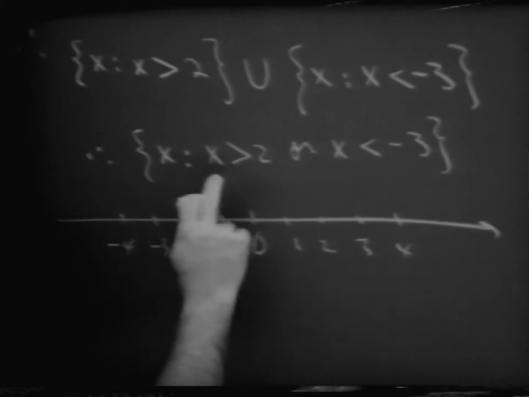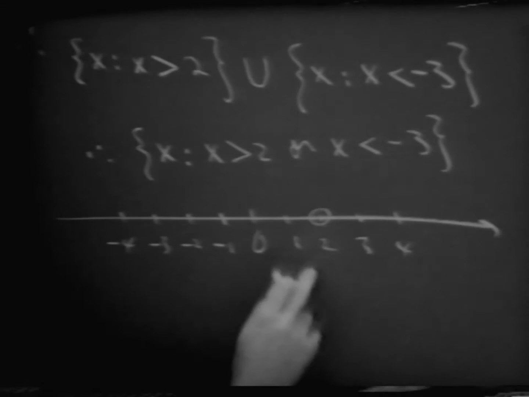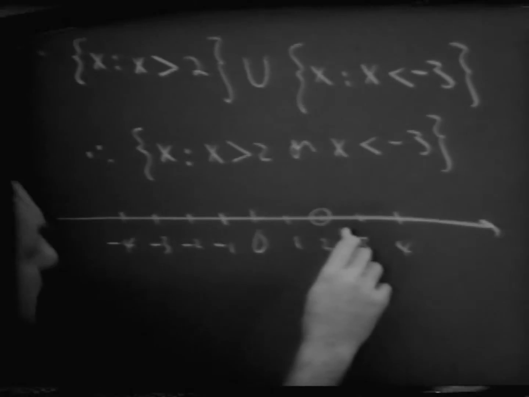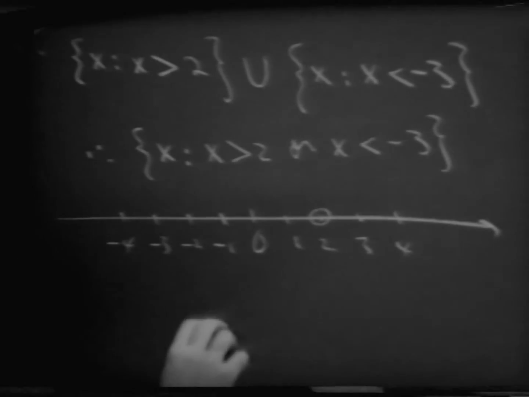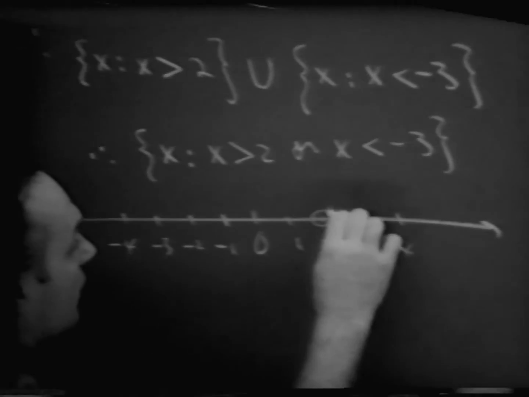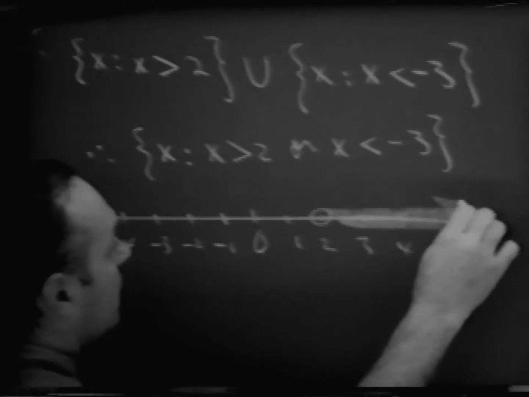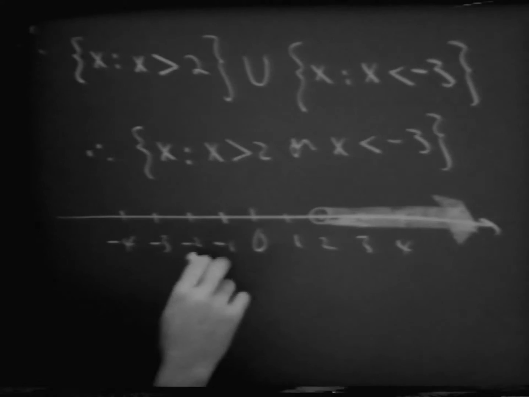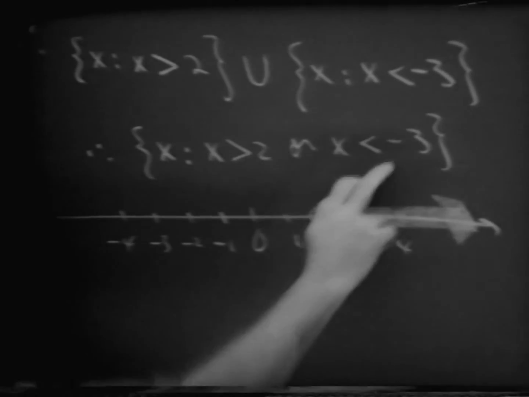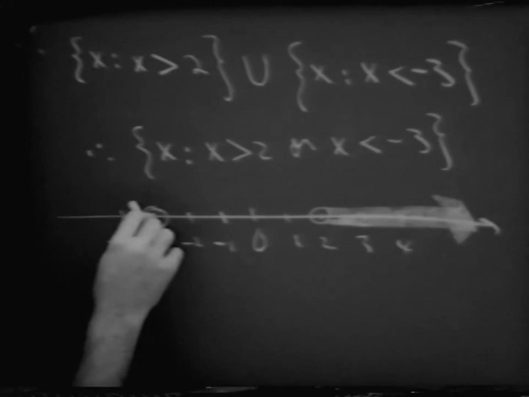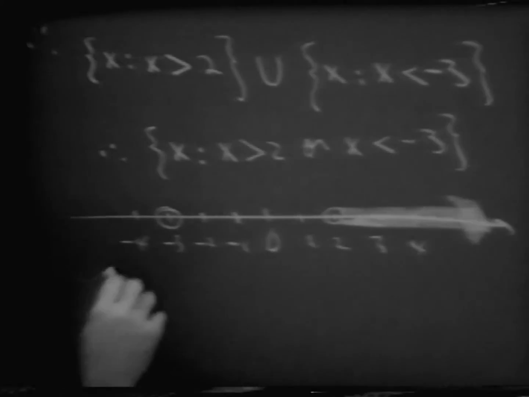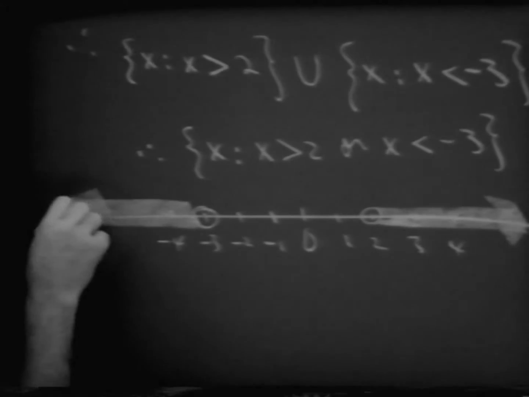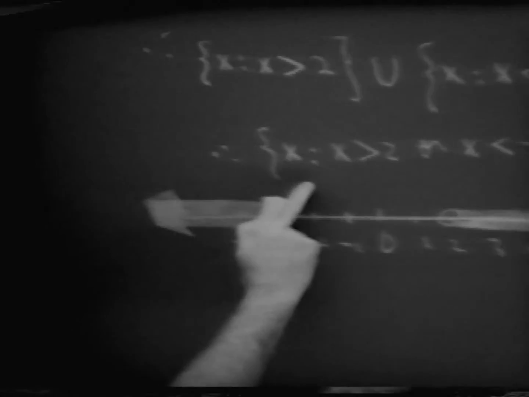We're interested in those values such that x is greater than 2, an open circle. And what then do we want to say to the right? A solid line, and to the right, is that right? Okay. And then we are interested in those values such that x is less than negative 3. Here's negative 3, and our arrow is to the left. And that then is the graph of this solution set.